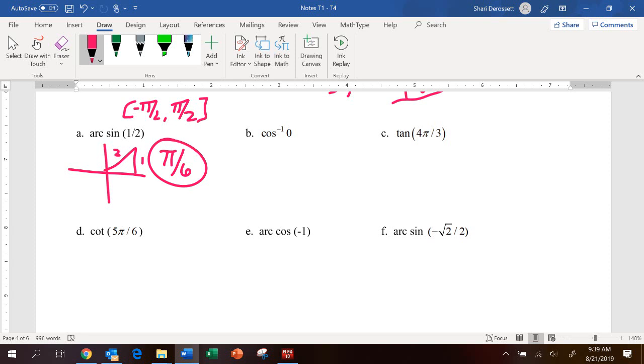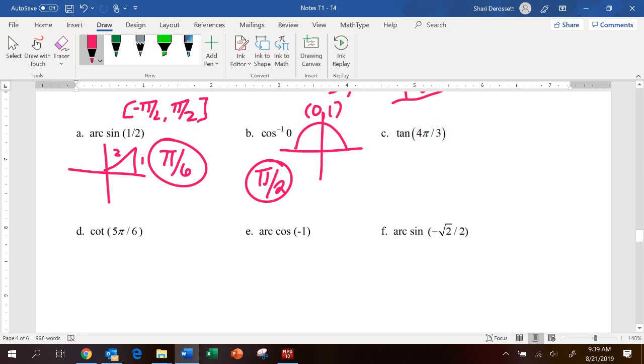Inverse cosine of 0. I'm looking for one answer. Which quadrants do I have to use for inverse cosine? 1 and 2. So I'm looking for an answer between here and here, where the cosine value is 0. Jocelyn? Good. How'd you know that? Because the coordinate is 0 and 1. Right. And cosine is x. Good. Look at the next one.